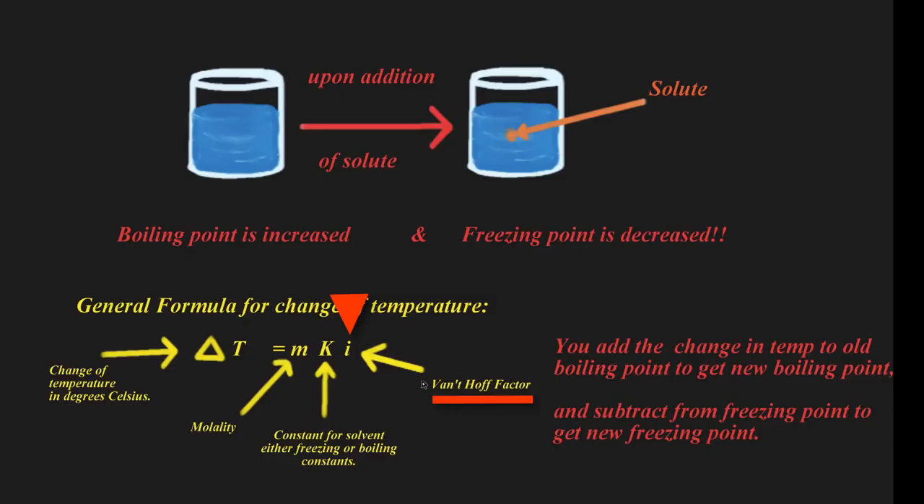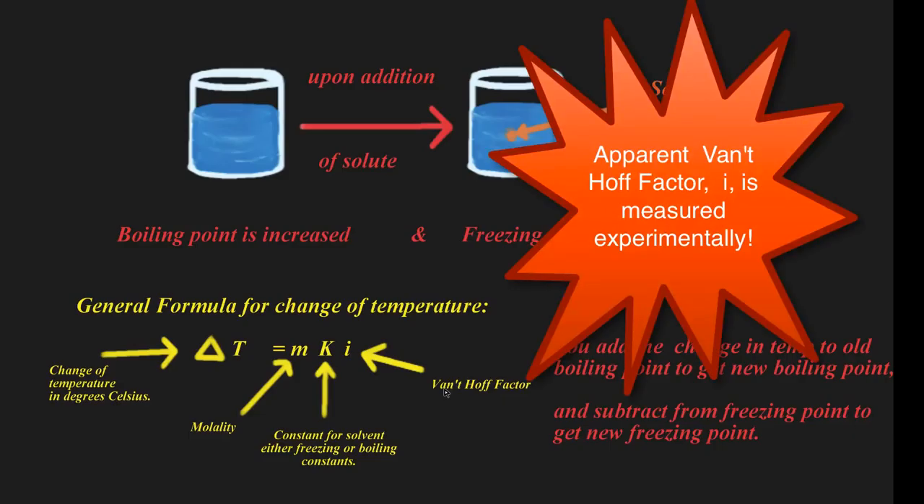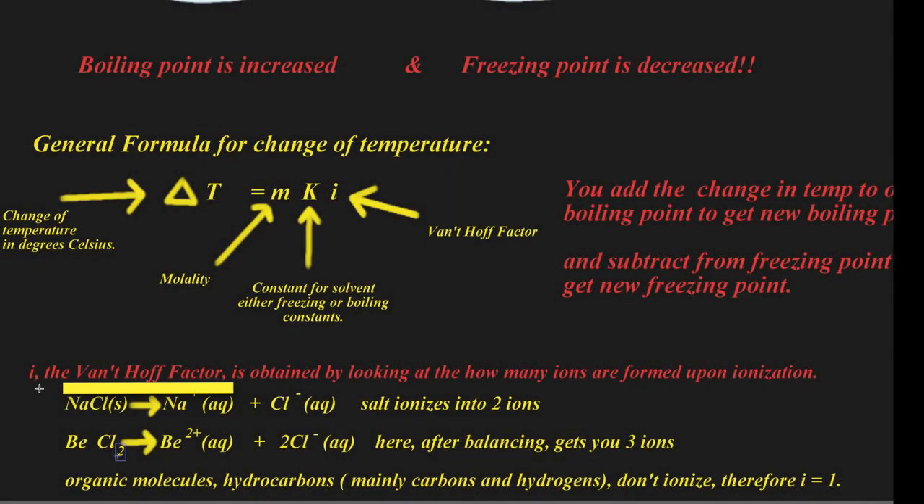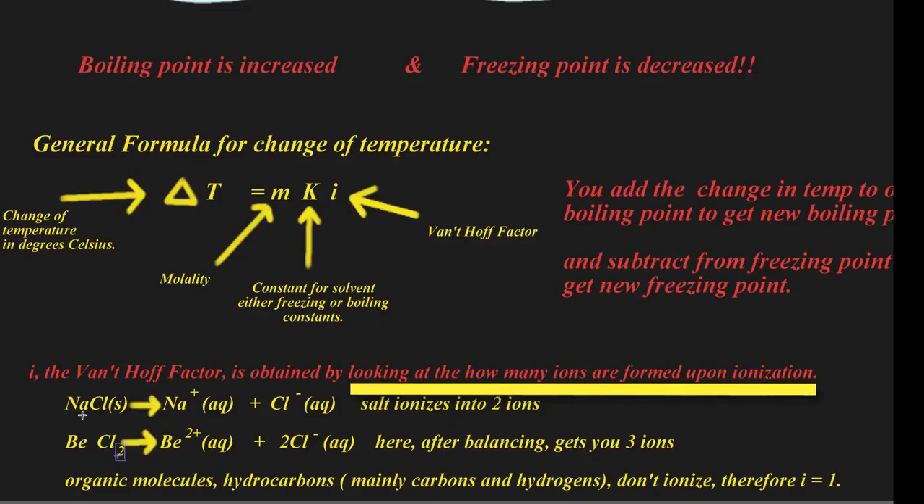All right. There's two ways we're going to look at this Van Hoff factor. One of them is an apparent Van Hoff factor, and that one's obtained by plugging in your K, your molality, and your change of temperature and solving for i, and usually obtained experimentally. The Van Hoff factor is otherwise obtained by looking at how many ions are formed upon ionization. We can estimate this if we're not looking for the apparent Van Hoff factor, like I just discussed.